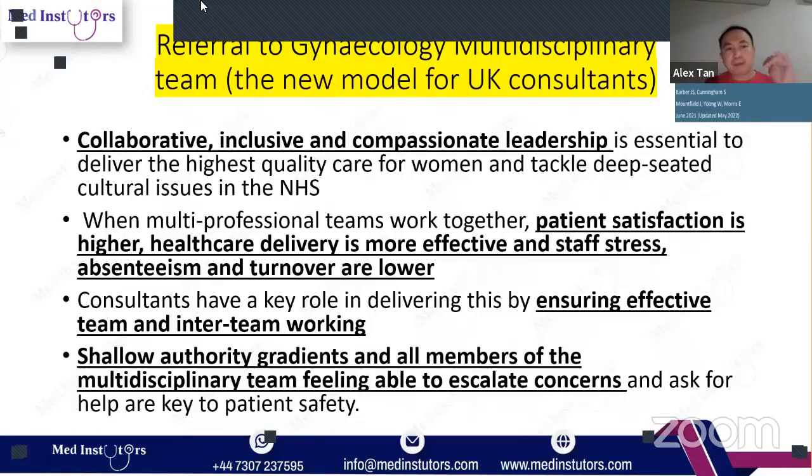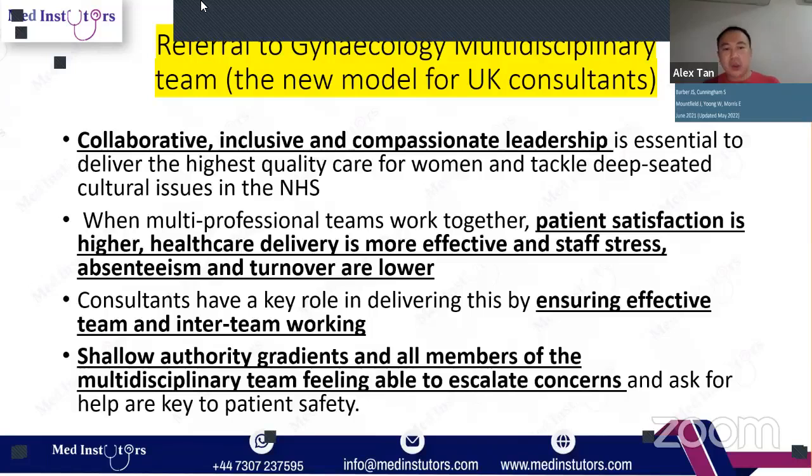So when you refer to gynecology MDT, the whole point of MDT is that we don't believe in single solo leadership. We believe in multi-systemic, multi-specialty leadership. So we believe in team working, collaboration, inclusivity, and being compassionate. We are trying to do away with hierarchical leadership and dogmatic opinions. It's more inclusive, equal, and collaborative, and this is what we're moving to for the future doctors.